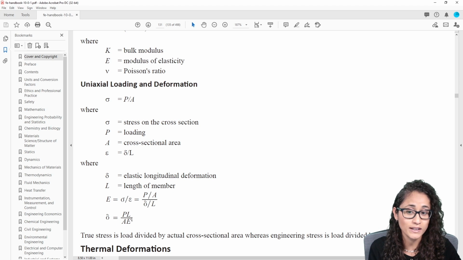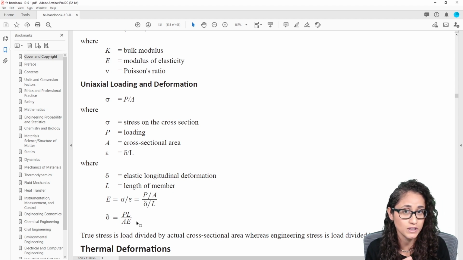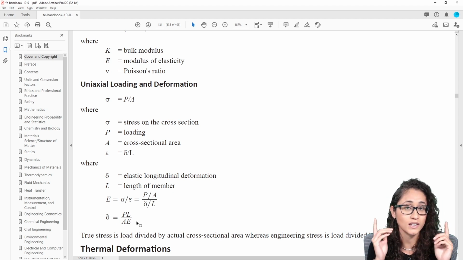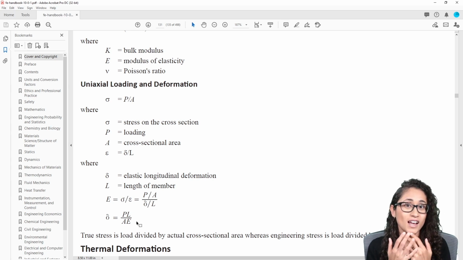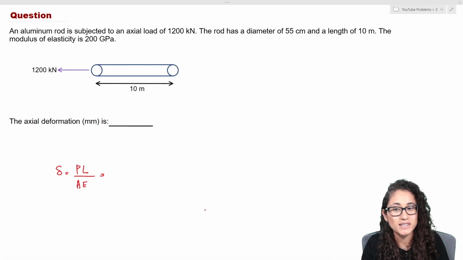Now, if we take a look at this equation here, we are given P, which is the load. We are also given the length of the rod, the area, and the modulus of elasticity. So we can just plug in the numbers and solve for the deformation. Now, let's plug in the numbers.